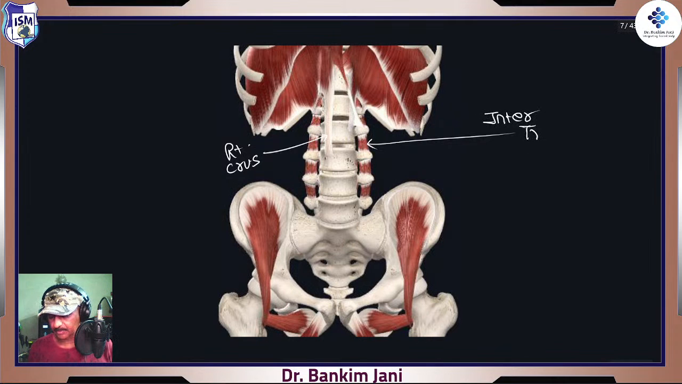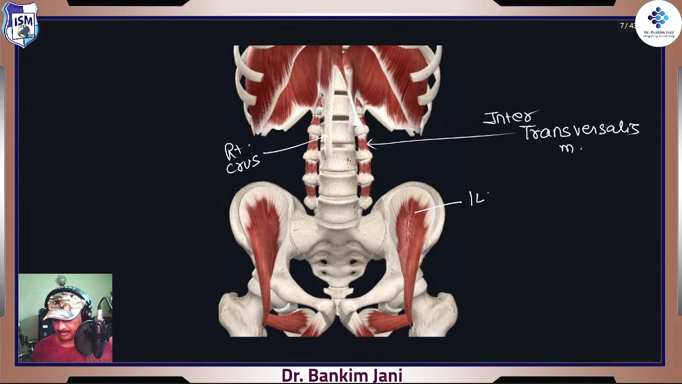Here it is, one more view. This muscle. So there is the crus, they are seen now much better. This one is the right crus, correct? Okay, so this muscle is the intertransversalis muscle, right? In between the transverse processes, intertransversalis muscle.